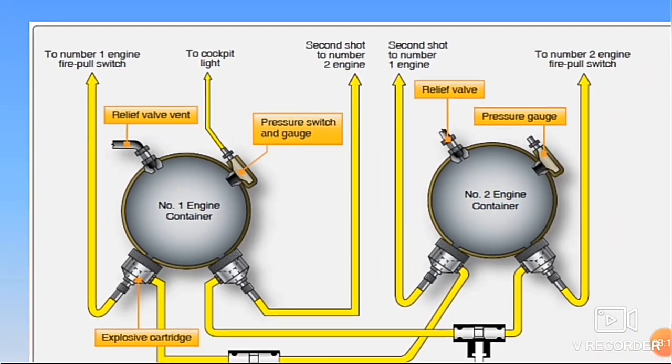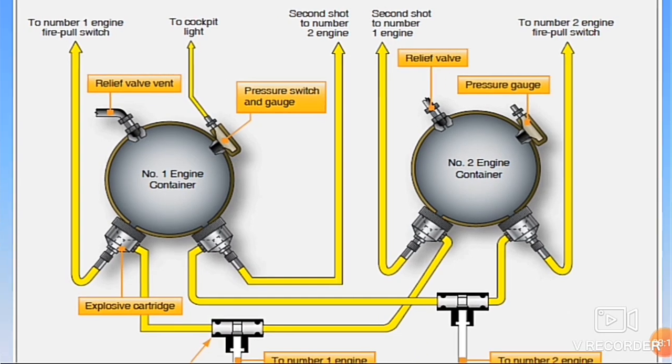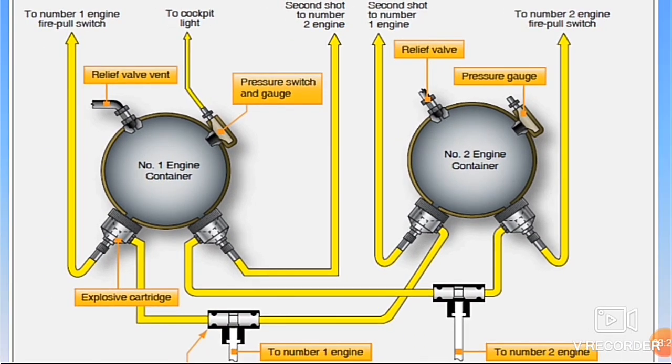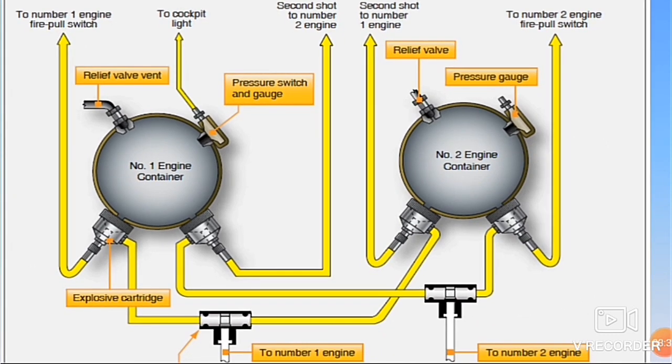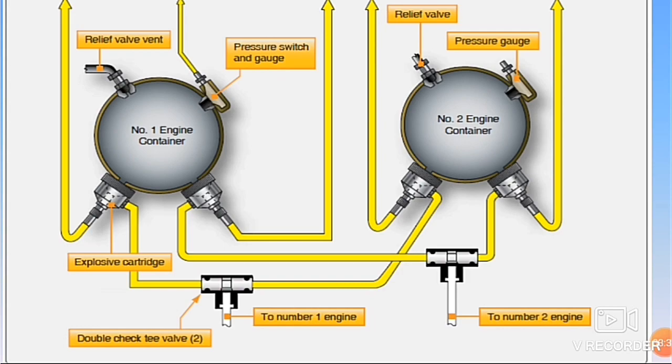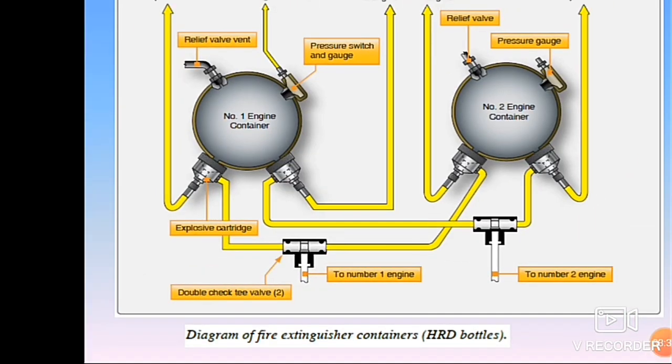You can see here the number 1 engine container consists of an explosive cartridge, relief vent to cockpit lights, pressure switches and gas, and this goes to the number 1 engine, the same as the number 2 fire container.